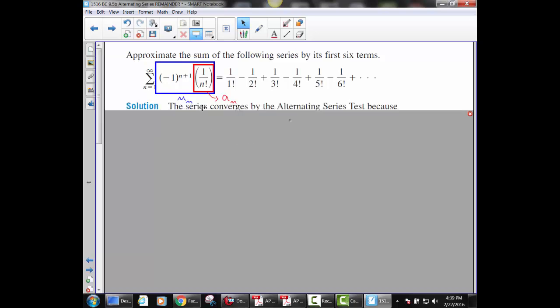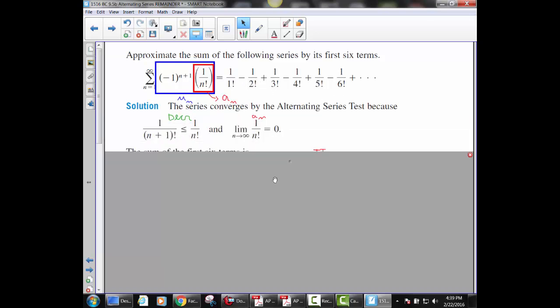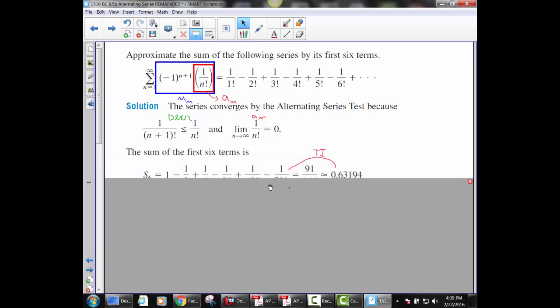Now again, just to review, the whole thing to the right of the summation is un, but the part of it that does not include the negative 1 to a power, that's your an. So writing this out, it's 1 over 1 factorial minus 1 over 2 factorial, etc. The series converges by the alternating series test. Remember, you've got to make sure your terms are positive, which they are, and decreasing, which they are. And then you've got to find the limit as n goes to infinity of an, which sure enough is 0.